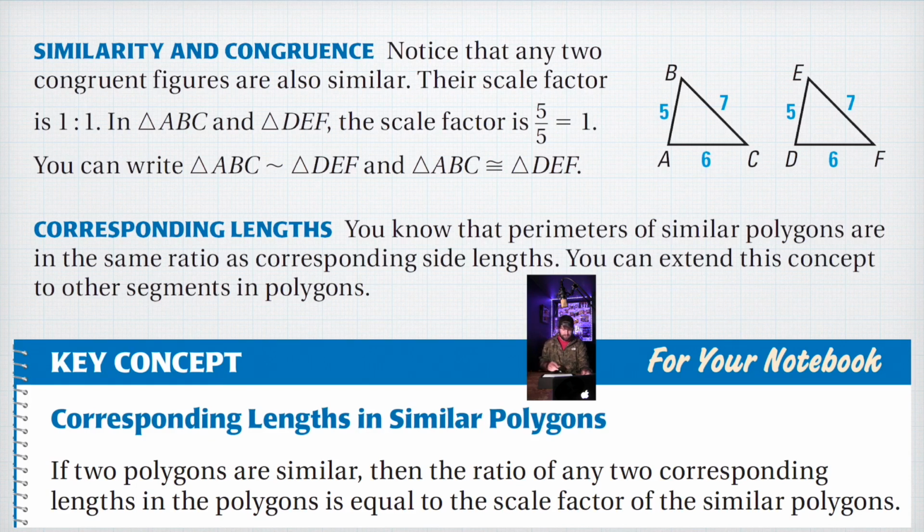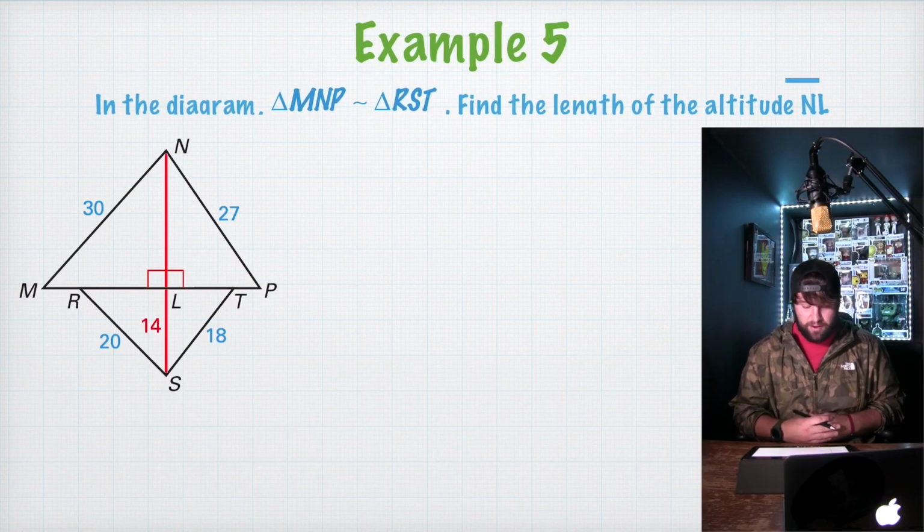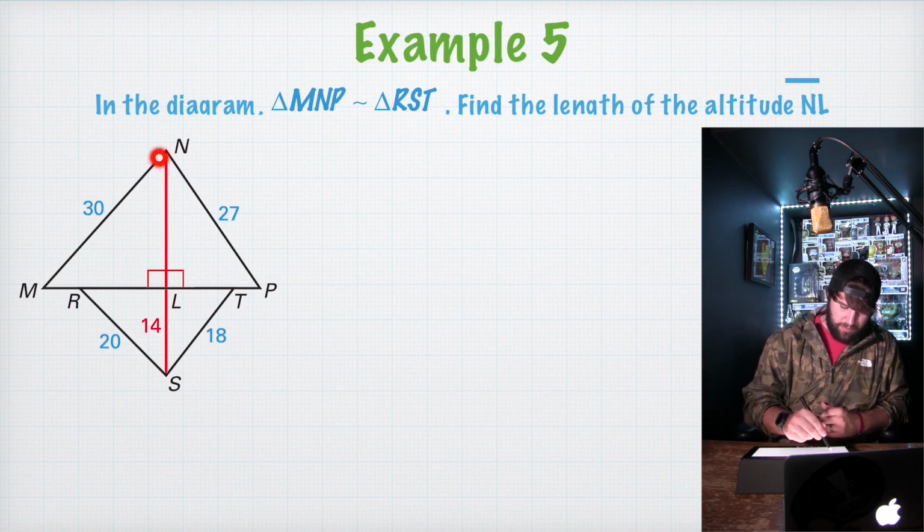You can extend this concept to other segments in polygons, okay? Corresponding lengths in similar polygons. If two polygons are similar, then the ratio of any two corresponding lengths in the polygons is equal to the scale factor of the similar polygons. So, in the diagram, triangle MNP is similar to triangle RST. Find the length of the altitude NL. So, they want us to find the length of the altitude NL.